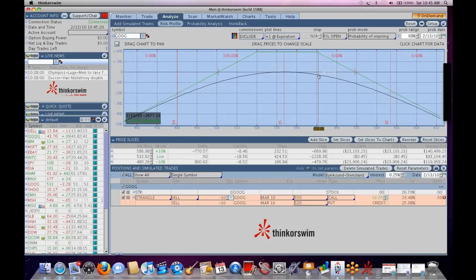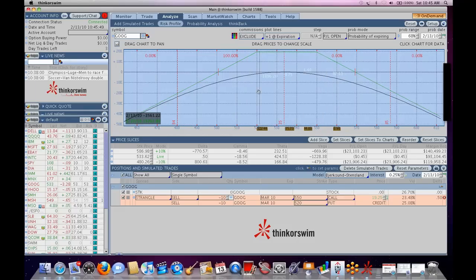That said, let's use this short straddle as an example, okay? And I want to talk a bit about the probability numbers, how to use them, where they work, where they don't work. Very simply, you can see, the analyze page is a good place to see them.